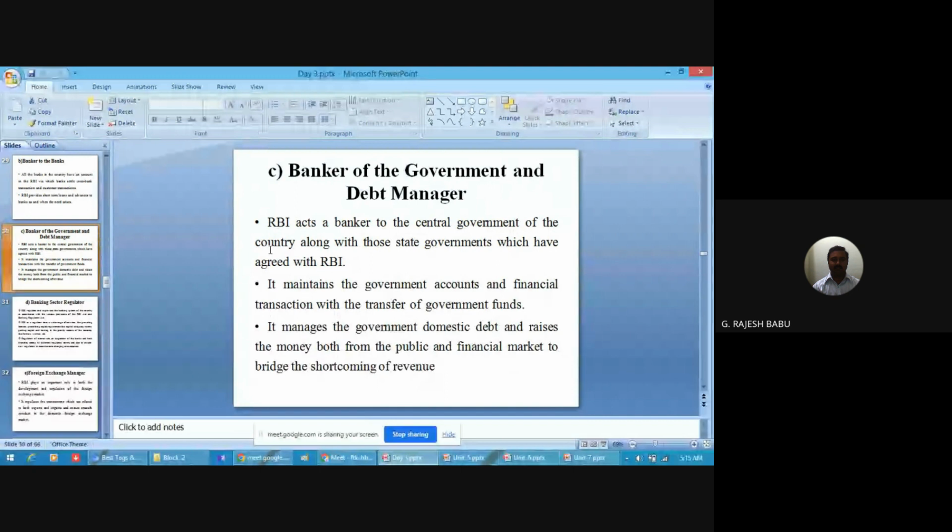It manages the government domestic debt and raises money both from the public and the financial market to bridge the shortcoming of revenues.